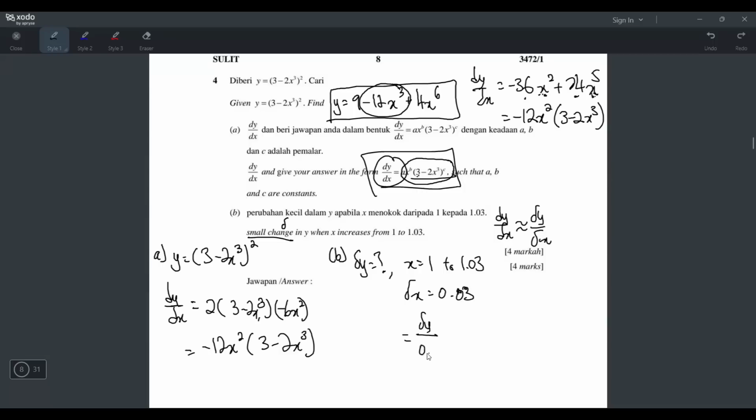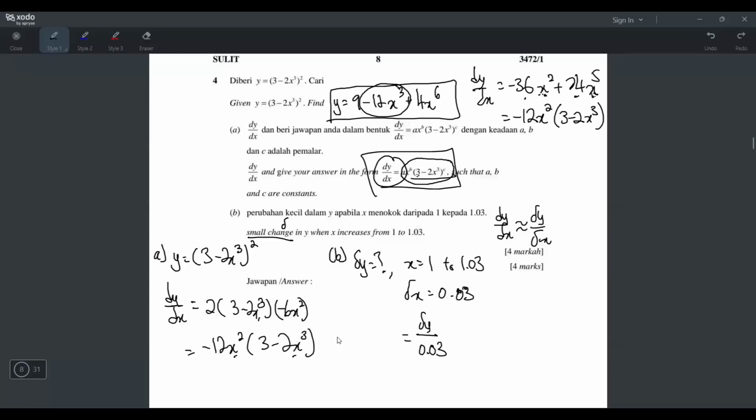Delta x is already 0.03. So if I want to find delta y, I need to have my dy/dx value. Actually, we have the dy/dx value here, right? But you cannot straight away sub inside. You need to sub the x with the old value of x first.